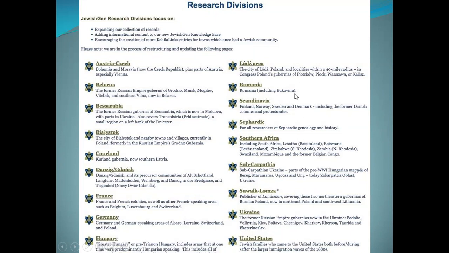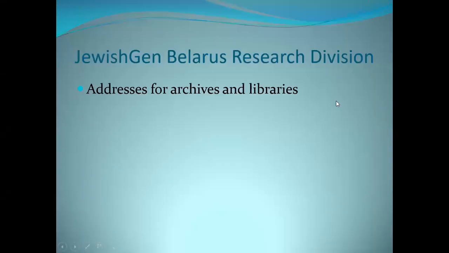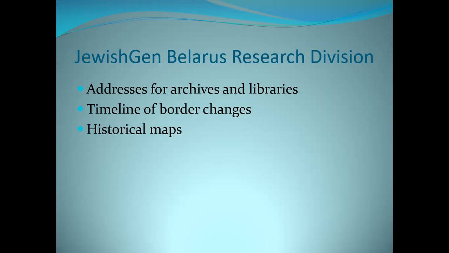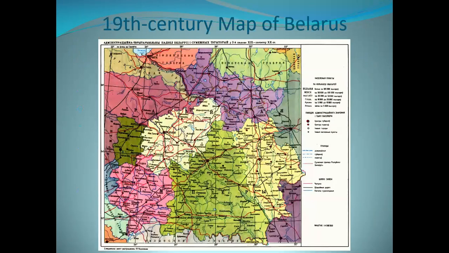Any area that your family was in, depending on who controlled it at which time, check and see what's in that group's area. What do they have? So in Belarus, they have addresses for archives and libraries. Order changes, one of those useful things. Who controlled it today? Historical maps, lists of researchers, lists of translators, sources for records. So tons of information if you're researching in Belarus.